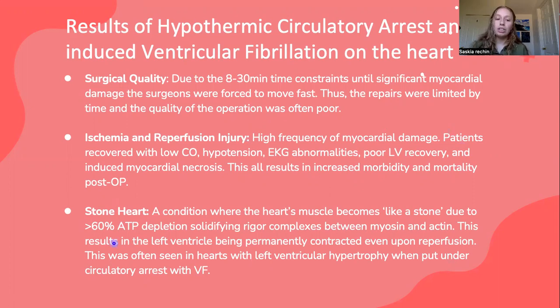And then another condition that was really common with this was something called stone heart. So stone heart is when your heart is depleting over 60% of your ATP. So you get these rigor complexes that are stuck in like a contraction state, and your heart cannot get out of that state because it has no energy to undo those complexes. And this is really commonly occurring when you have ventricular fibrillation beating in a heart that has no energy supply or metabolic supply, especially in hearts with really significant hypertrophy because they need more energy and the muscle is much thicker.